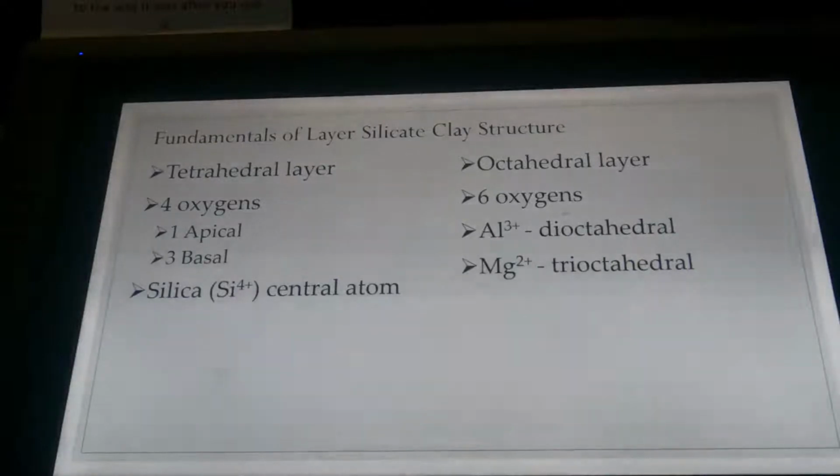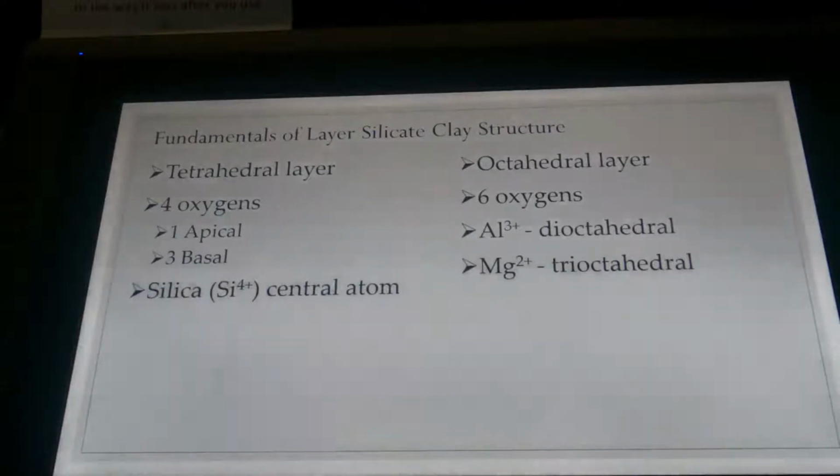So with the tetrahedral layer, tetra meaning 4, we have 4 oxygens, 3 on the base, and 1 on the top. It looks like a pyramid. I suck at art too, so drawing that on the board isn't really going to do you any good. But anyhow, it's going to look like a pyramid. I'm going to show this in the next slide.